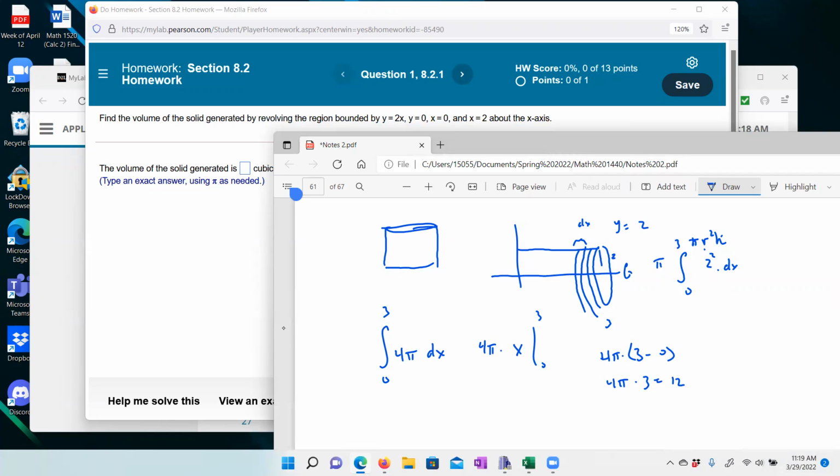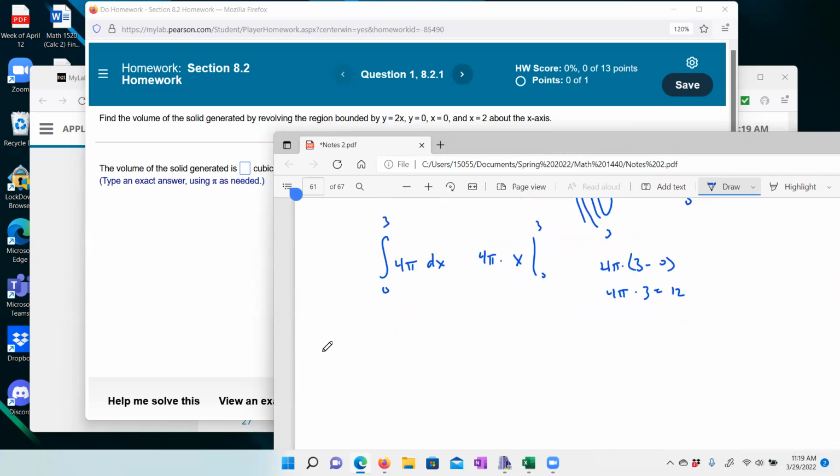And if you did r equals 2, height equals 3, we get the same answer. We get pi, 2 squared times 3. We'd end up with 4 times 3 pi, which is 12 pi.